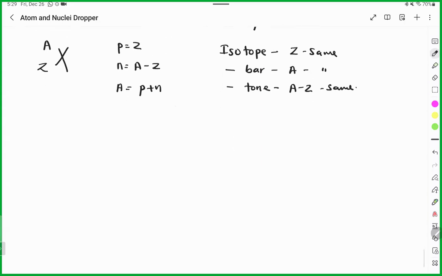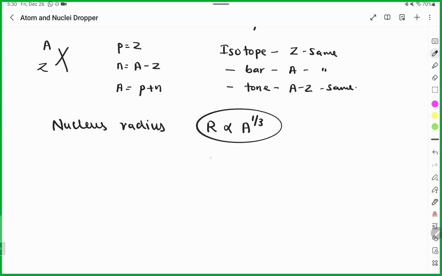If you compare the radius, then nucleus radius R depends upon the atomic mass under 1 by 3, under cube root. And that's why this is related with the radius. If you take R cube, it will directly depend upon A. Volume will also depend upon A.